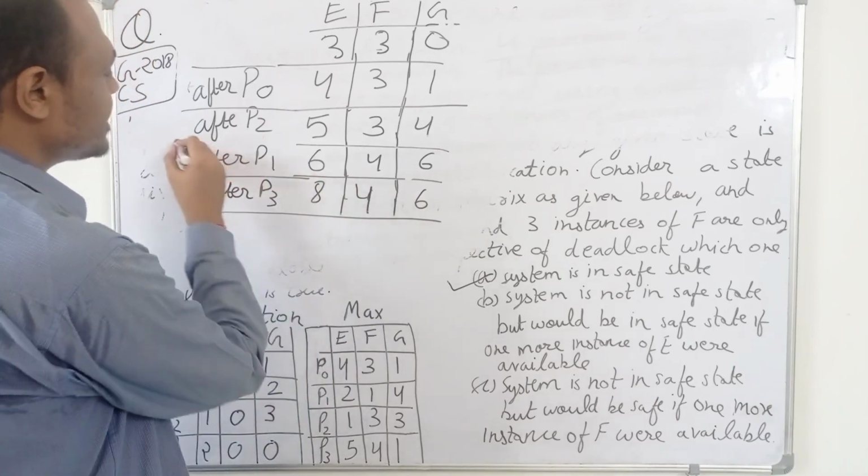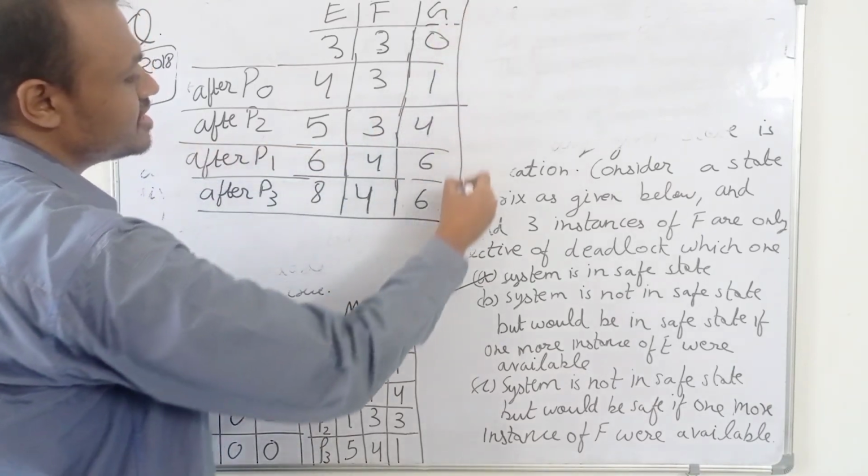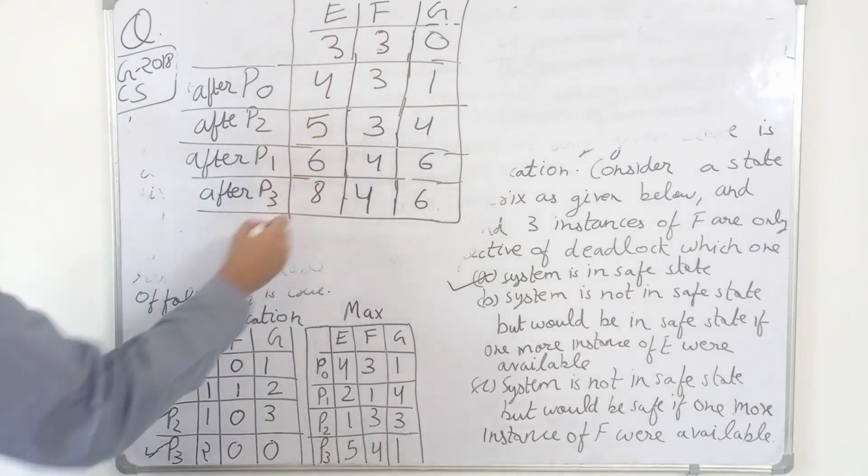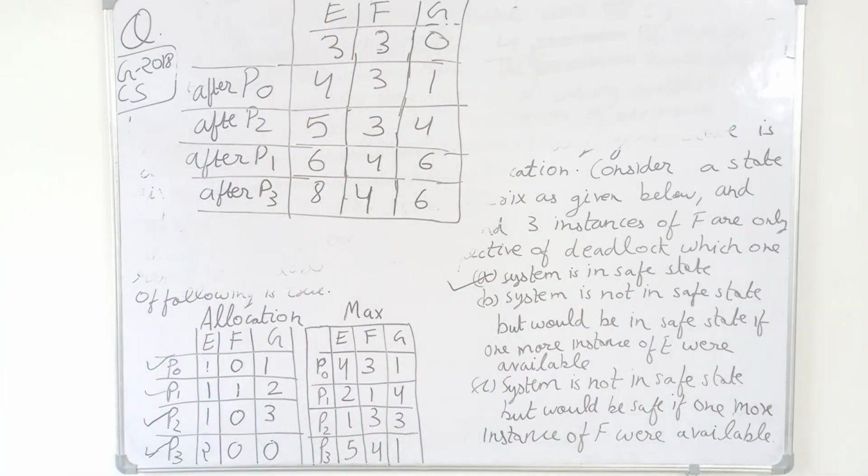So this is the resource satisfaction, a completion table. Okay, so the requirements of all the processes were satisfied successfully. So the system is in safe state. So the correct option is that the system is in safe state because we can easily complete all the processes with the resources we have.